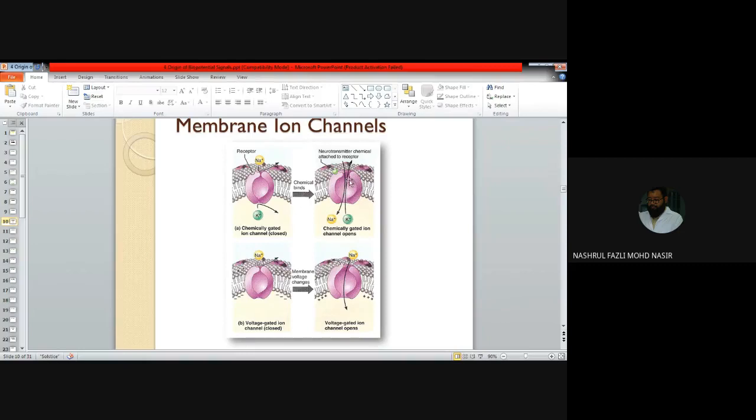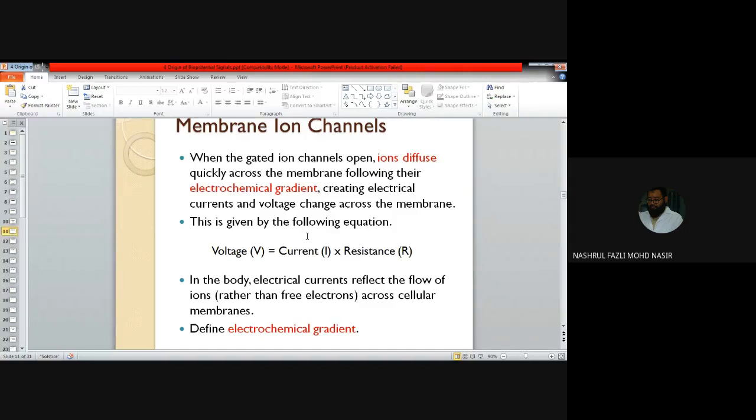So when there's a signal, for instance, to pass the natrium, the channel opens and the natrium moves in. This is A, and this is B. For the voltage gated ion channel, it is now closed. Now the voltage gated channels are open, so the natrium will move in. When the gated ion channels open, the ions diffuse quickly across the membrane following their electrochemical gradient, creating electrical currents and voltage changes across the membrane.